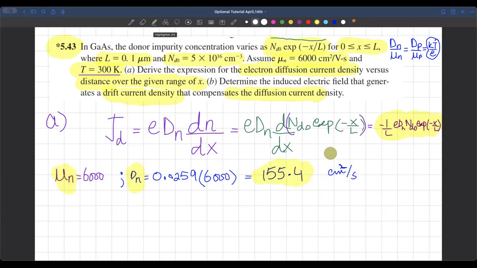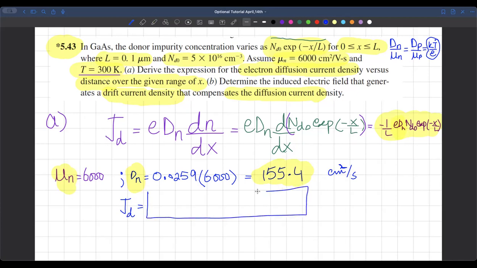Mu n, dn, so dn is already there, and d naught is there. Exponential negative x over L. L is already given. x, of course, changes and this thing changes. So let's see what they're asking us to do: derive the expression for the electron diffusion current versus the distance. You just have to plug in all the values you know, and you're going to get a final expression for JD. It's the same thing, just instead of these constants, plug in their values.